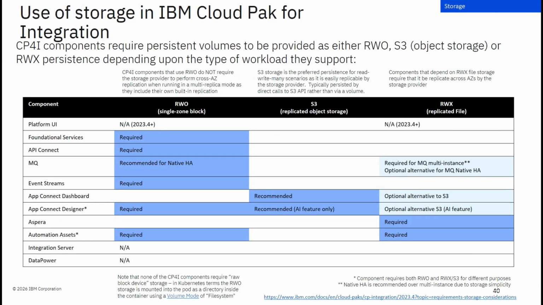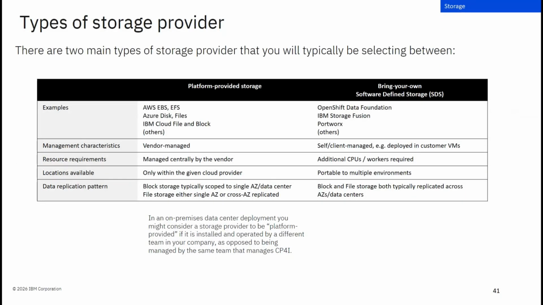CP4I does not require raw block device storage. Components using RWO provide their own replication, while S3 and RWX require provider-level replication for high availability. Customers choose between platform-provided storage, like Azure Disk or AWS EBS, and software-defined storage, such as OpenShift Data Foundation or Portworx, each with unique management characteristics.